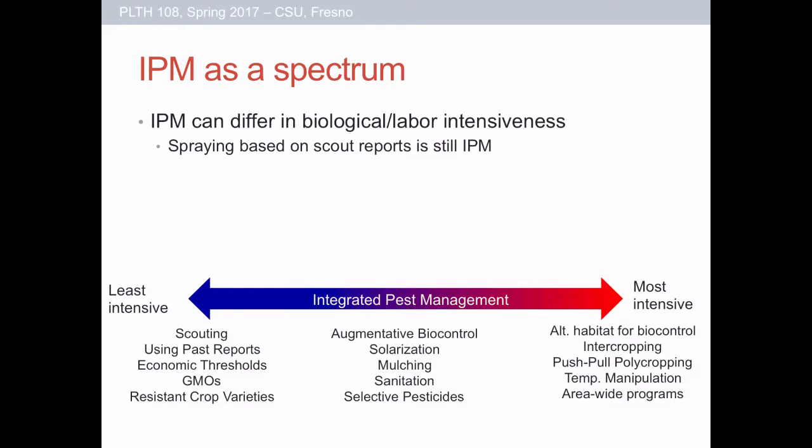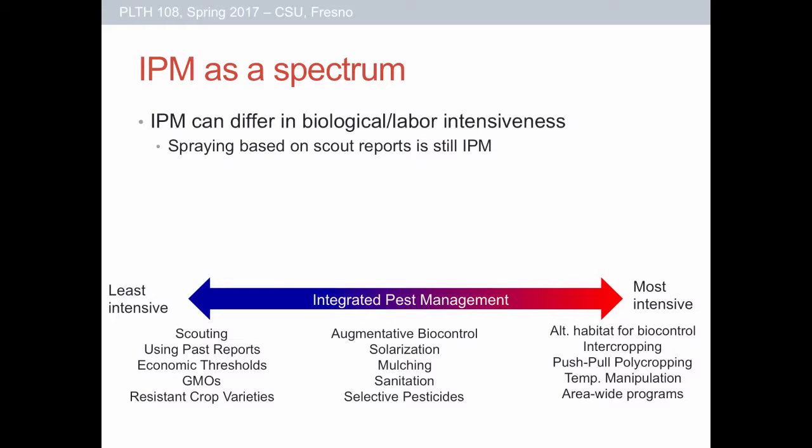And so, essentially, IPM can differ based on how biological or labor-intensive the various processes that you do are. On one end, sort of the least intensive, you've got things basically based off of scouting, using past reports, economic thresholds, GMOs, resistant crop varieties, things that involve very little input and that look like the stuff that basically most everybody is already doing, right? But technically, those are IPM.